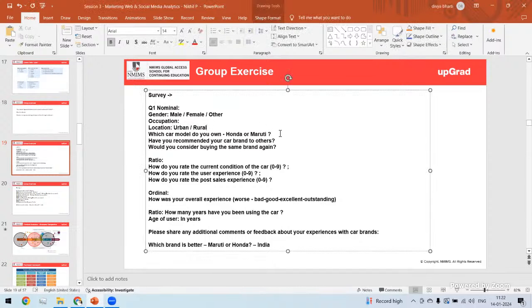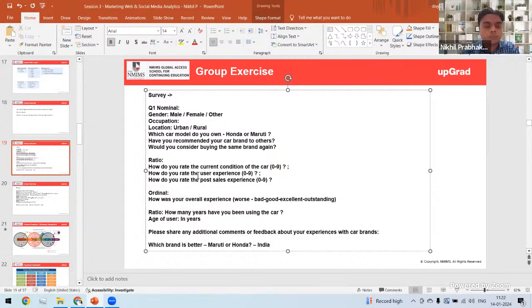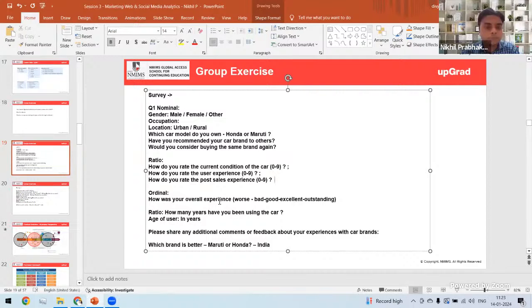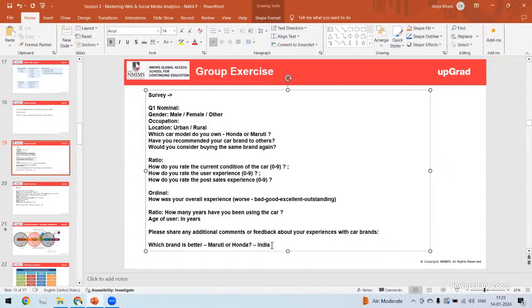few questions like how they rate the current condition of the car on a 0 to 9 scale, how they rate the user experience, the driving experience of the car, how they rate the post sales customer experience. Then we will ask them about the overall experience with the particular car brand. And we will also ask them how many years they have been using the car.